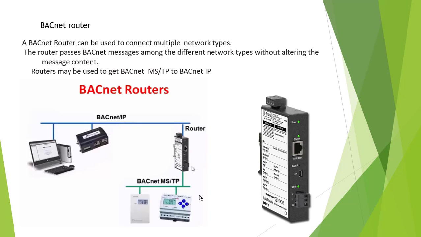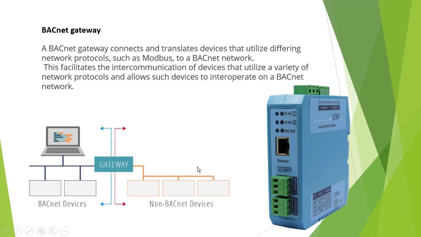A BACnet router can be used to connect multiple network types. That means if you want to use BACnet IP to communicate with BACnet MSTP, you have to use a router. A router is a bridge. This is communication between different networks, BACnet IP and BACnet MSTP. This is the router.